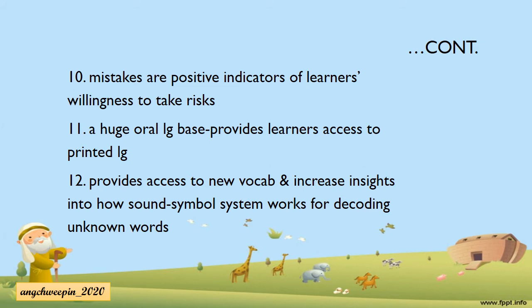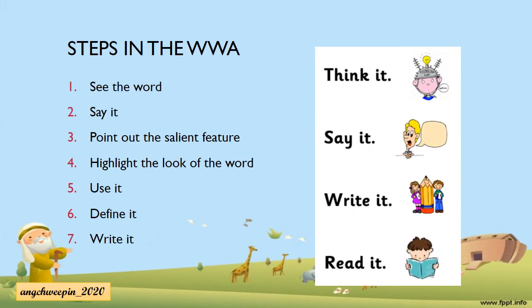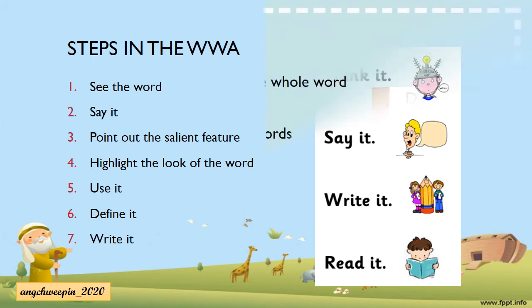Having a large oral language base gives learners access to printed language. And understanding text provides access to new vocabulary words and increases insights into how the sound symbol system works for decoding unknown words. If you choose to use the whole word approach, these are the steps that you can implement. See the word, say it, point out the salient or most important feature, highlight the look of the word, use it, define it, write it.